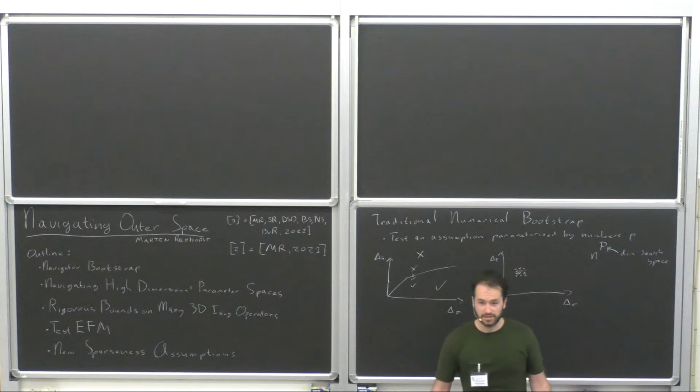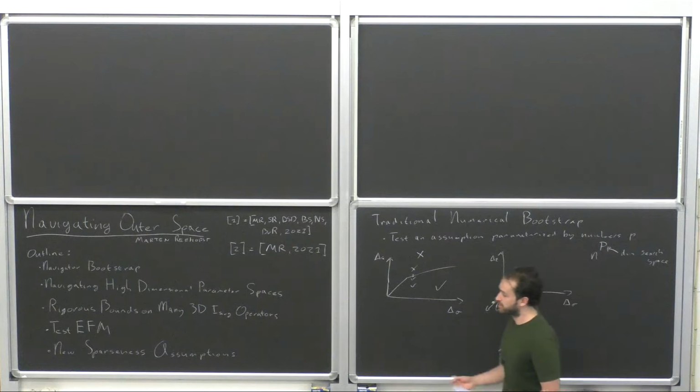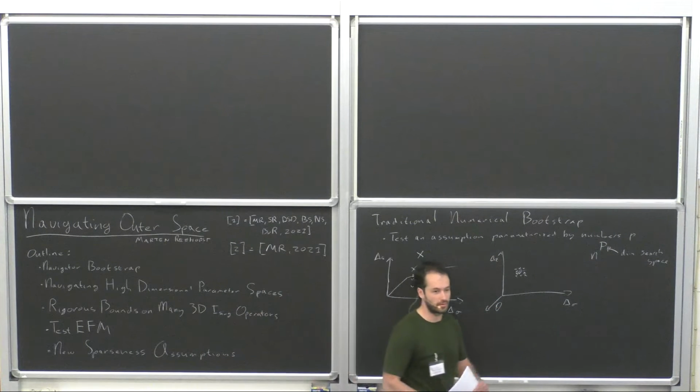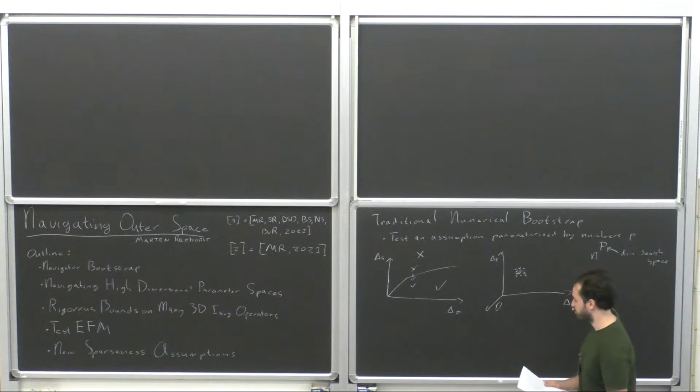So it scales exponentially, and that means that it's prohibitive. It means that usually in numerical conformal bootstrap, when you try to obtain rigorous bounds, it's limited to problems involving only a handful of parameters.